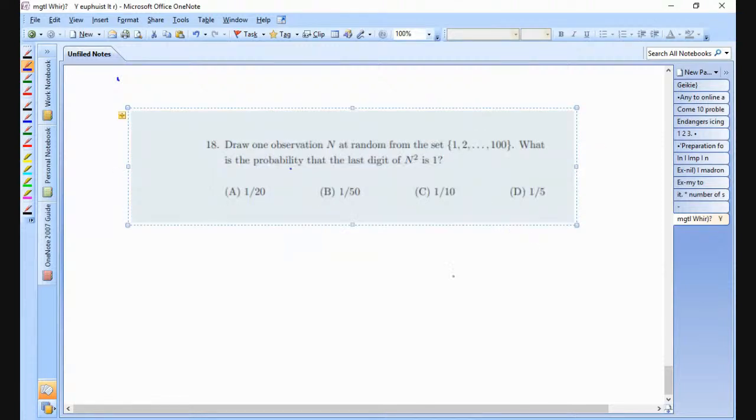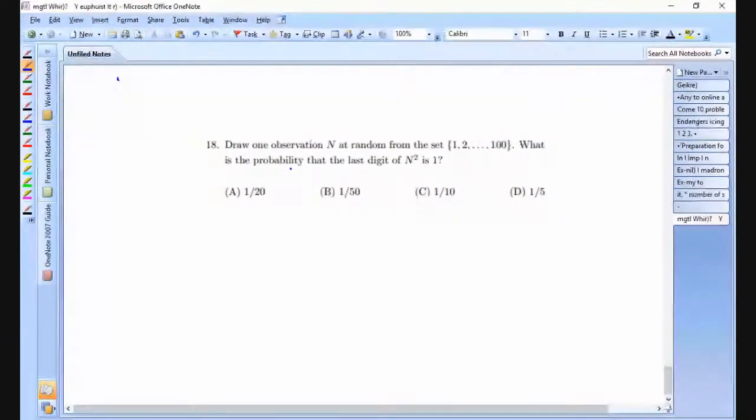Draw an observation n at random from the set 1, 2, 3, up to 100. What is the probability that the last digit of n square is 1? Oh, 1920, I didn't see it, Bhushan. Sorry, let me do this and then I will go to 1920. So, draw an observation from the set 1 to 100. What is the probability that the last digit of n square is 1? It's very easy, guys, just classical probability. Just check for which n the square ends with 1. So which number ends with 1? Which one? 1?